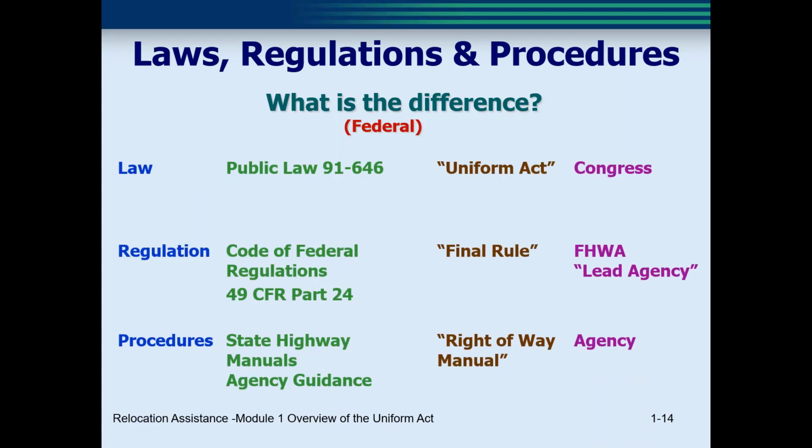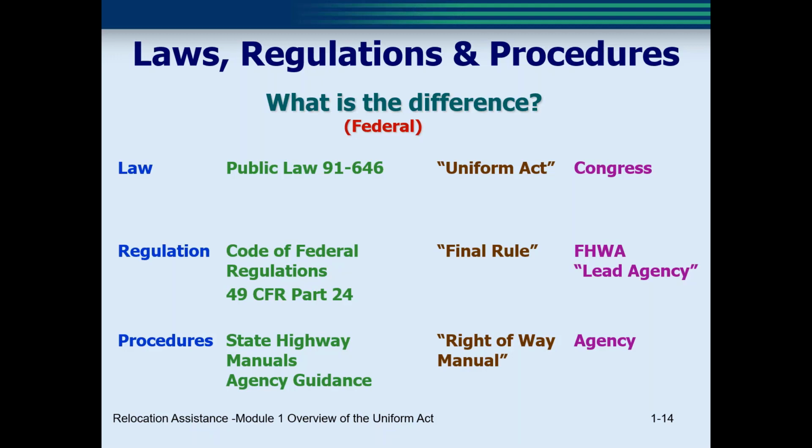So while the Uniform Act itself set out broad interpretations of Congress for a fair and equitable system, they left the detail of exactly how the law would function to the agencies. The Federal Highway Administration was ultimately authorized to write a single set of rules or regulations for implementation. They're set out in the Code of Federal Regulations, more commonly known as CFR.